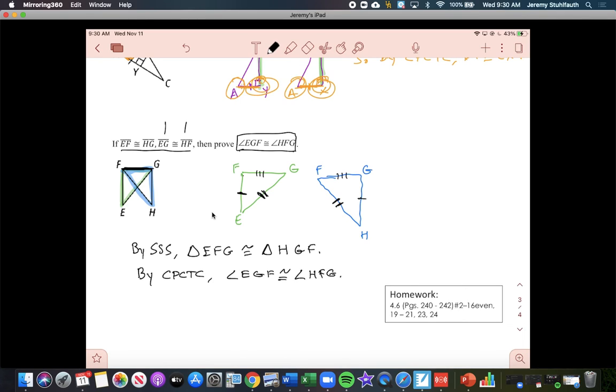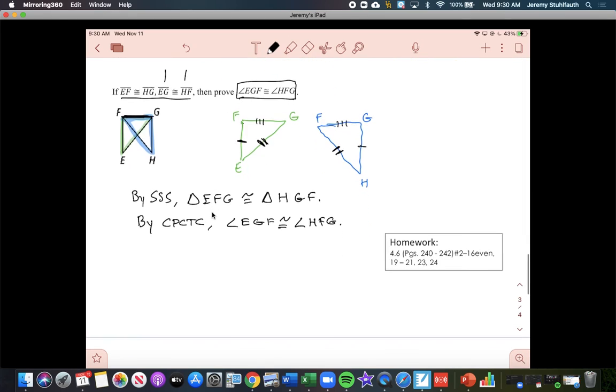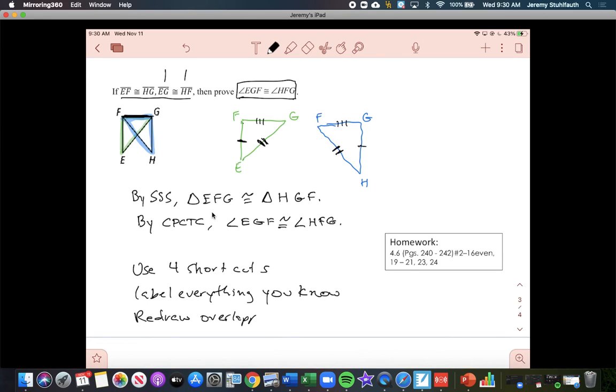Okay, so that is the final example. And when you're doing these, remember, you want to use the 4 shortcuts, label everything you know. You want to redraw overlapping triangles, and then the other thing, pay attention to corresponding parts in congruency statements.